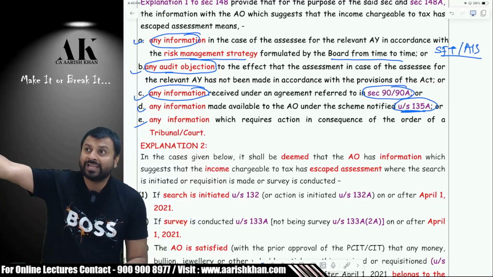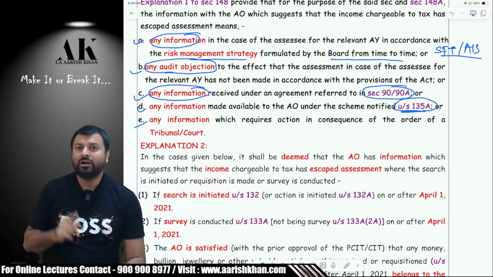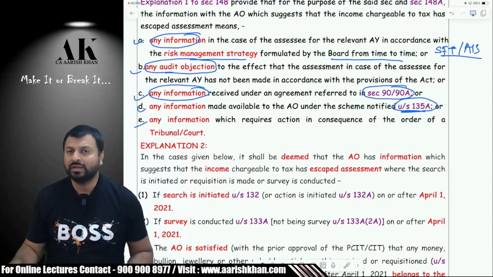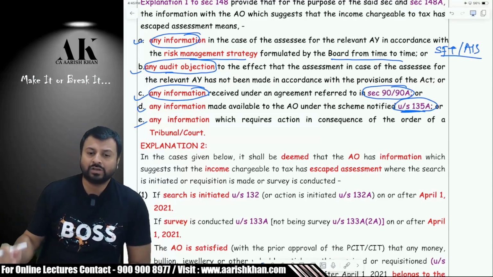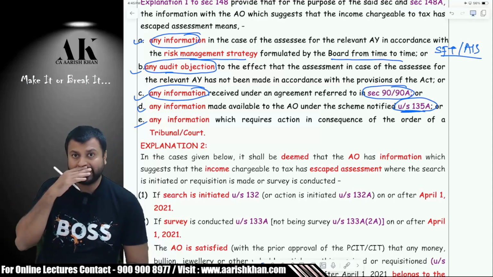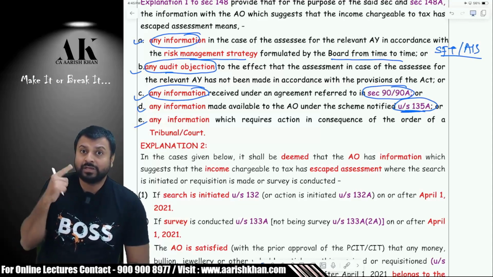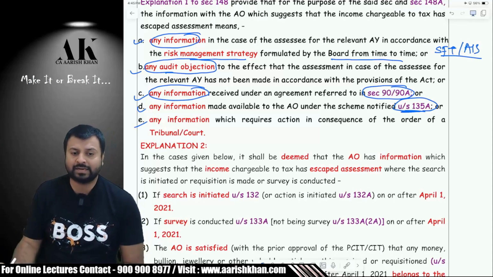So where does the AO get the information from? 133C, 133, 133B or 134. All these sections are covered under 134. Go and check 135A in the chapter of Income Tax Authority. So if the AO gets information from there, then it can be said that the AO has information which suggests that income chargeable to tax has escaped assessment.